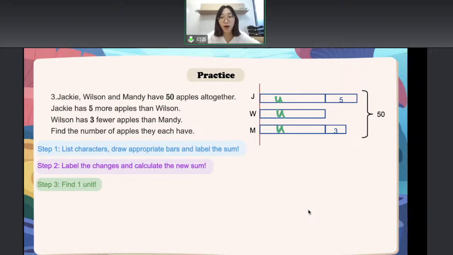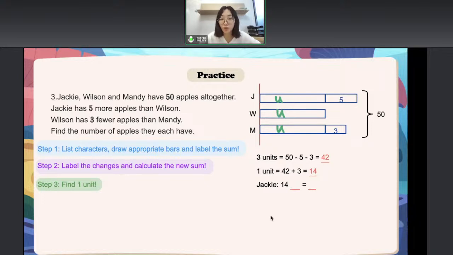How to find the equal parts? We already know that the total is 50 and you need to minus the extra part. So 50 minus 5 minus 3, what is the final answer? Yes, minus 8 altogether, that is 42. Then, how to figure out 1 unit? 3 units add up to 42. So it should be 42 divided by 3. The answer is 14.